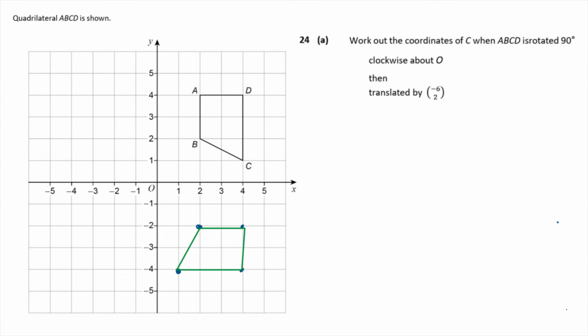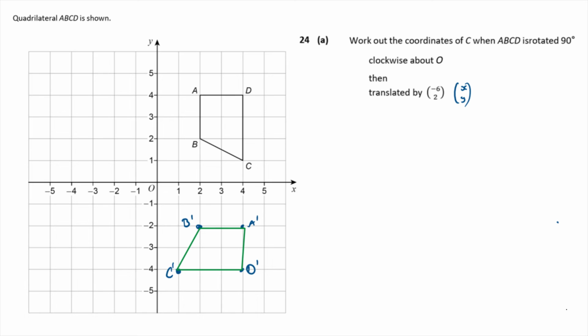Okay, so that's going to be my shape after the rotation. So that is C dash, B dash, A dash, D dash. Okay, and then I'm going to translate it by -6, 2. Now -6, 2, the top digit is in the direction of X and the bottom digit is in the direction of Y. So I need to go -6 in the direction of X. That means I'm going to go 6 units to the left and 2 units in the direction of Y, which is 2 units up.